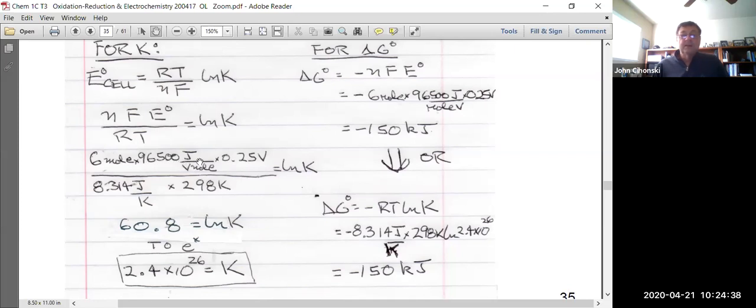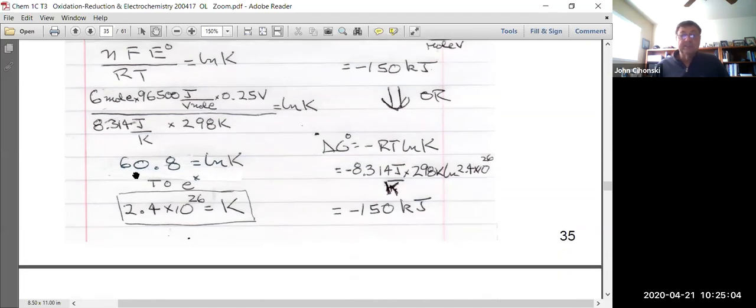Okay, so based on that, we put on the bottom 8.314 joules per kelvin, and then 298, obviously, for standard temperature. And if we do some canceling out, we find everything cancels and we end up with a dimensionless number that would represent K. So that means natural log K is 60.8.